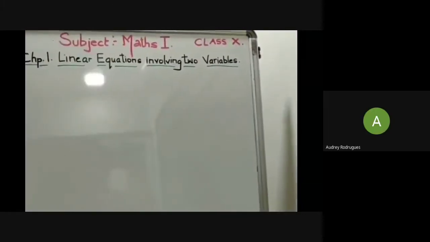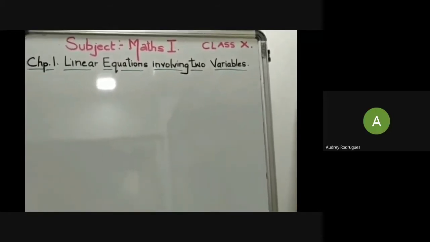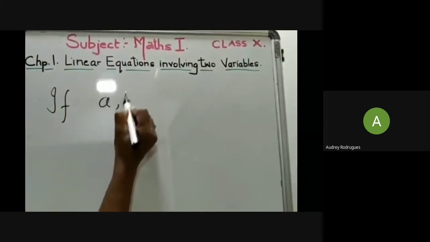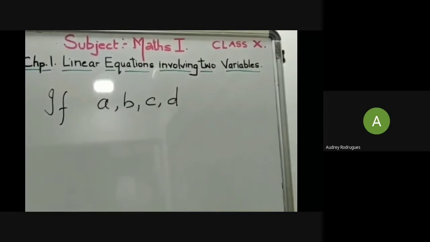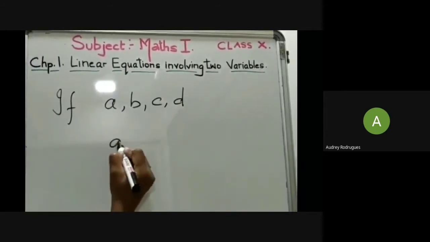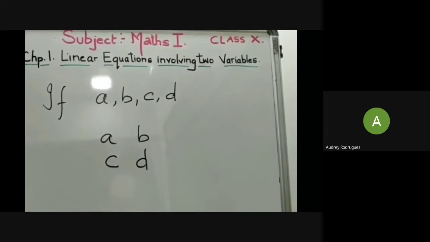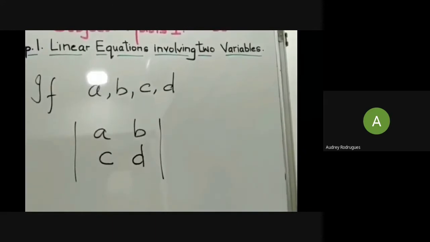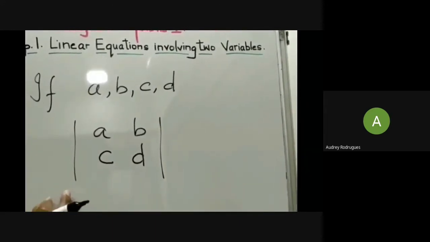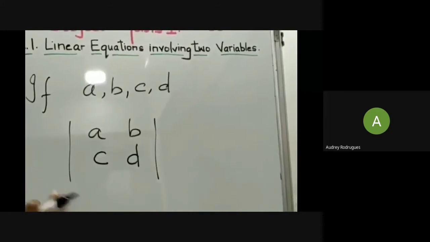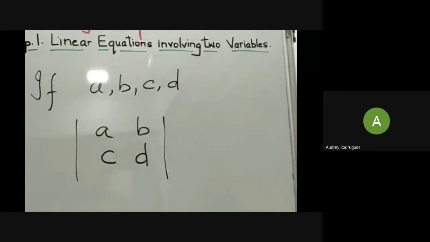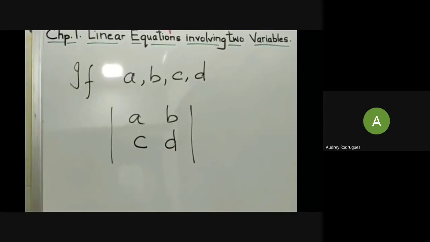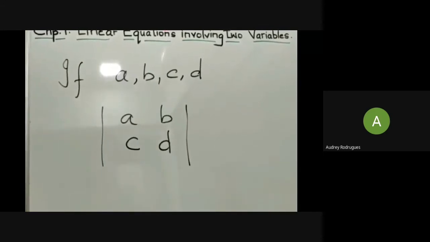Okay, students. Now, what exactly is a determinant? If we take any four numbers, say A, B, C and D, and I write them like this, and very importantly, I draw two lines on either side, that means I have written these numbers A, B, C, D in two rows and two columns. This way of representing numbers is known as a determinant of order 2.